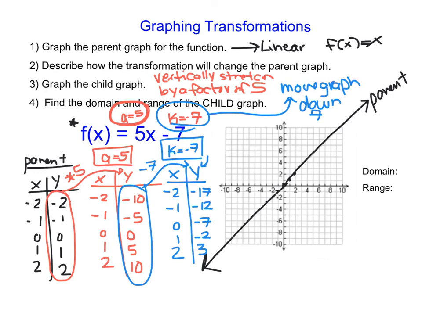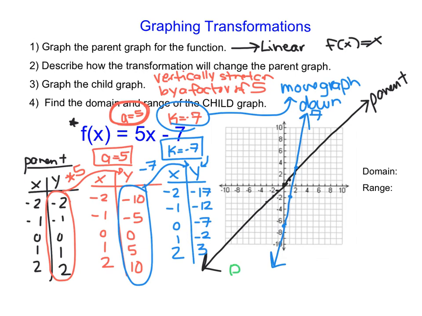So if we plot the points that fit on our graph, we have (0, -7), that fits right there, (1, -2), that fits right there, and (2, 3). So we can see that this graph is steeper because of that vertical stretch, and then it moved the entire graph down 7 units.